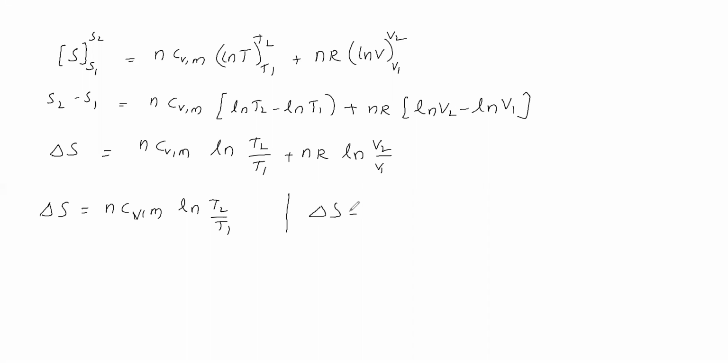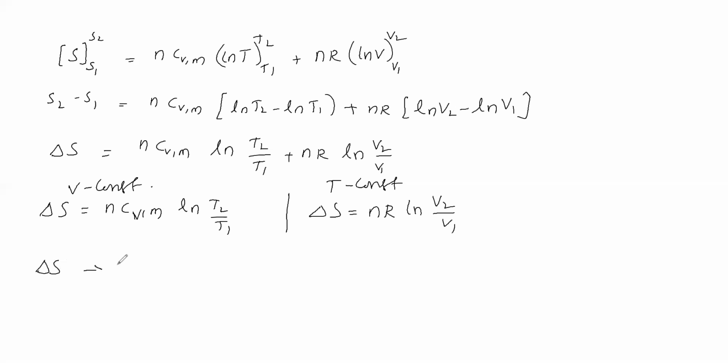So what we will get means delta S is equal to nR ln V2 by V1 if temperature is constant. So when you take temperature constant, delta S is equal to nR ln V2 by V1. If you take volume constant, then delta S is equal to nCVM ln T2 by T1. Okay. Next we will say delta S in terms of temperature and pressure.